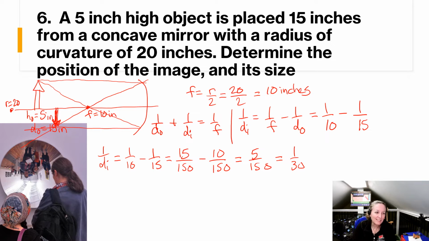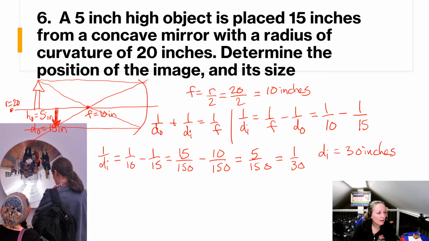Now you might know that you can flip this over. So 1 over distance of image equaling 1 over 30 is also like distance of image over 1 equals 30 over 1. So the distance of the image will be 30 inches. Okay? So again, if that's kind of mind-boggling, that's okay. You can do it on a calculator. If you've done a lot of fraction work, you can probably follow along. It's all good either way.